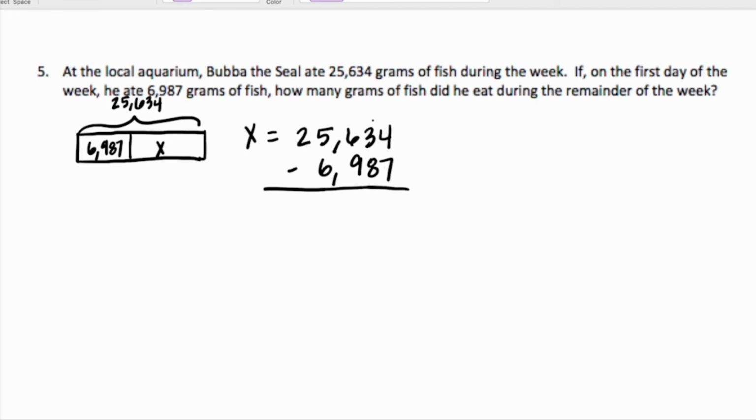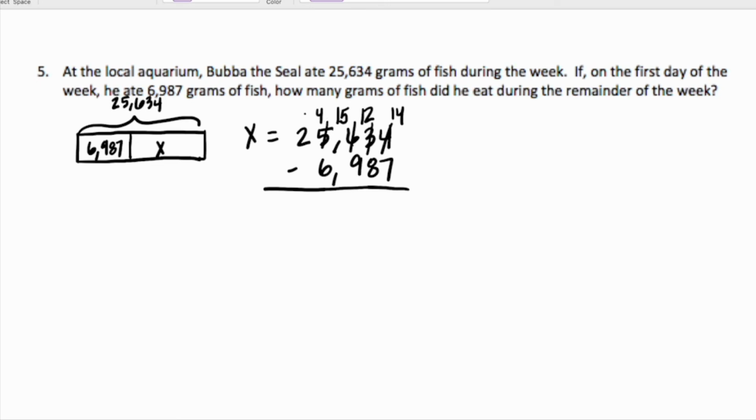I can't do 4 minus 7. I'm going to take from the 3, which becomes 2. This 4 becomes 14. Now I can do 14 minus 7, but I can't do 2 minus 8. The 6 becomes 5, and this 2 becomes 12. Now I can do 12 minus 8, but I can't do 5 minus 9. So let's take from the 5, it becomes 4, and then that 500s becomes 1500s. Now I can do 1500s minus 900s.